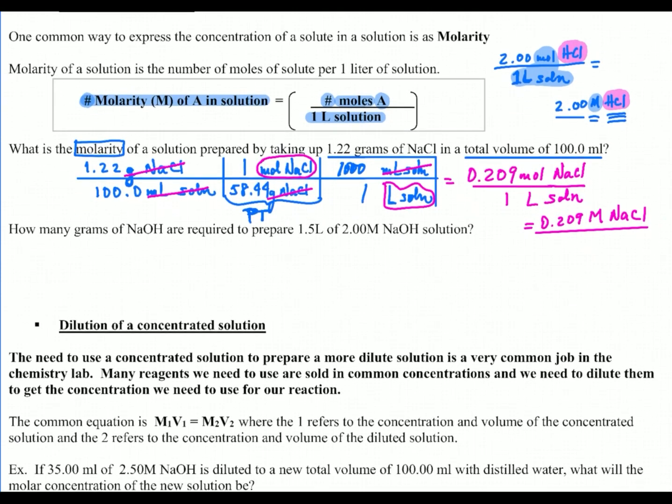All right, so that's an example of when you're given the amount of solute and the total volume of solution, and your job is just to simply put amount of solute over volume and get to the right units to have molarity, which is moles per liter.